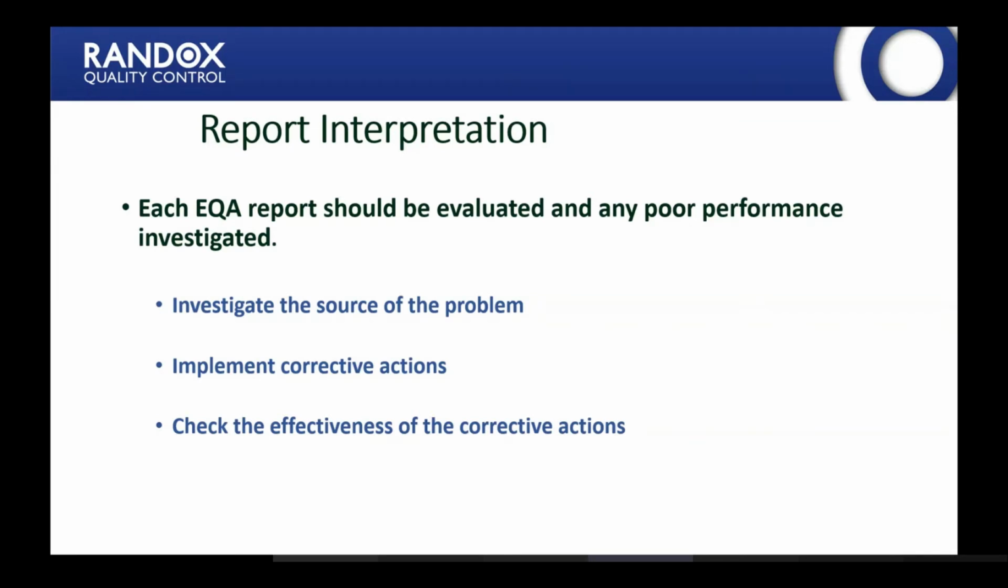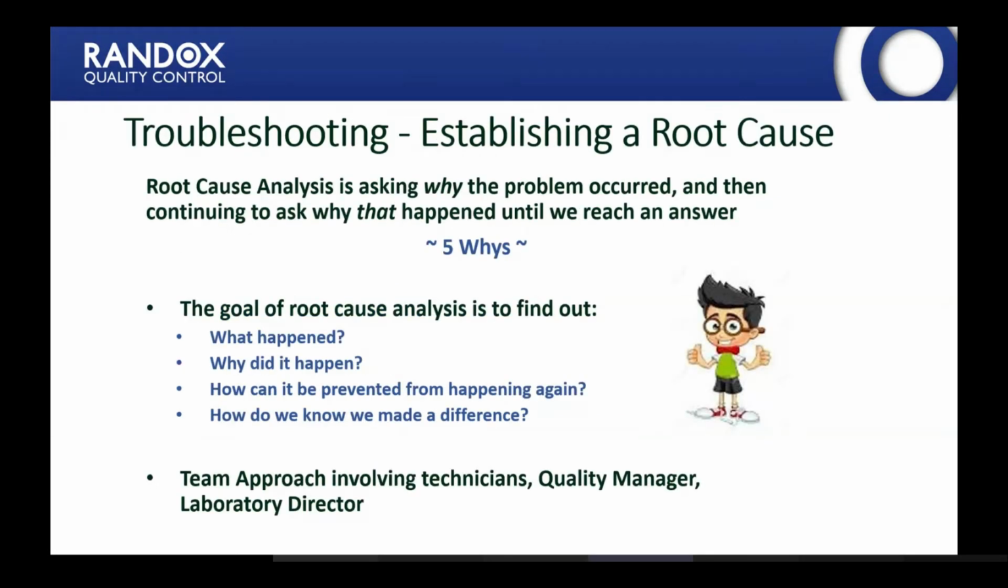So yeah, but what do we do then if we discover that we actually have a problem? We touched on this earlier. Of course we want to investigate the source of the problem. There's no point just determining that we have an issue. So what are we going to do with it? This is where we want to implement some corrective actions, and of course then check the effectiveness of the corrective actions that we put into place. But really what we want to determine is the root cause.